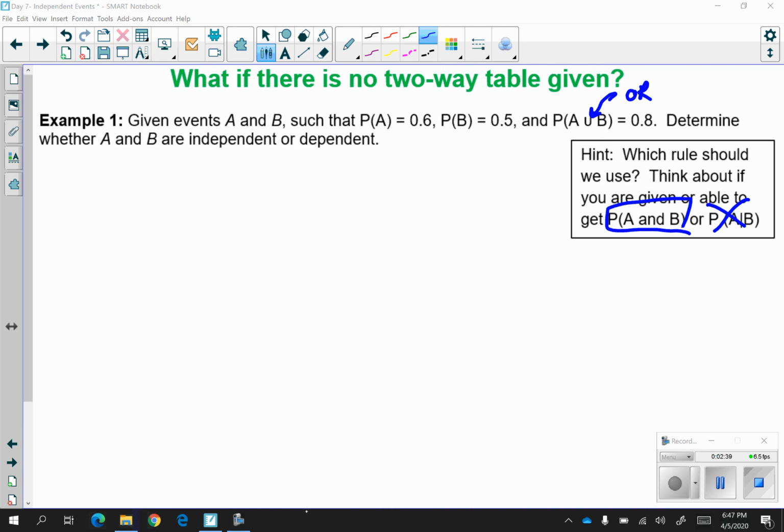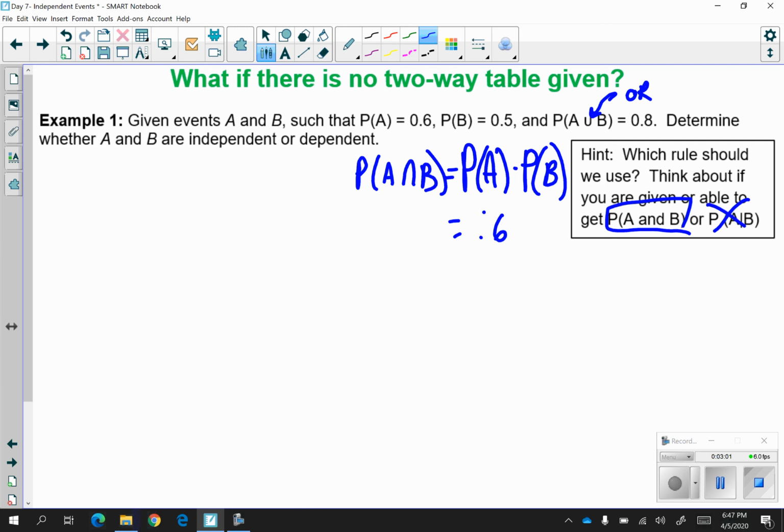Now what we want to do is use this formula. P of A and B is equal to the probability of A times the probability of B. Now, we have the probability of A, that is 0.6. We have the probability of B happening, which is 0.5. What we do not have is the probability of A and B. We can't check to see if they're independent if we don't have the left side of the formula.